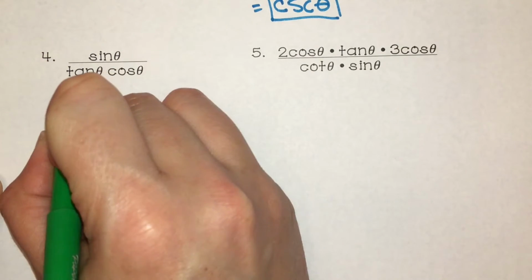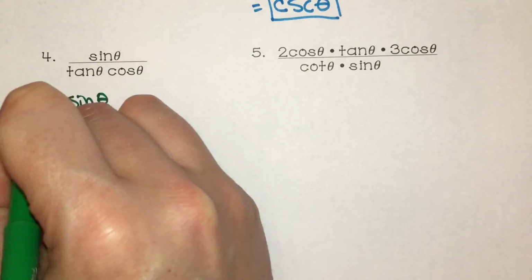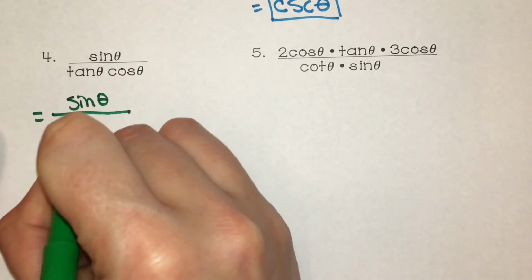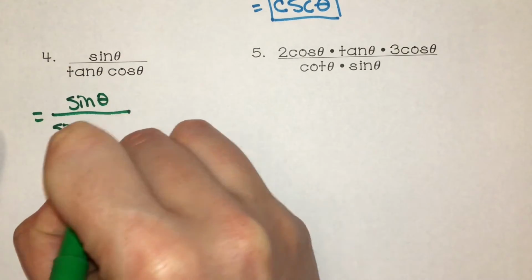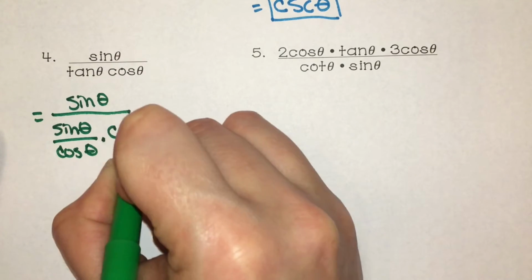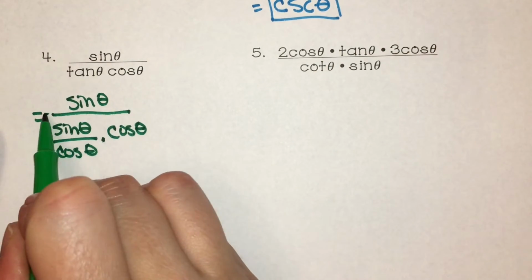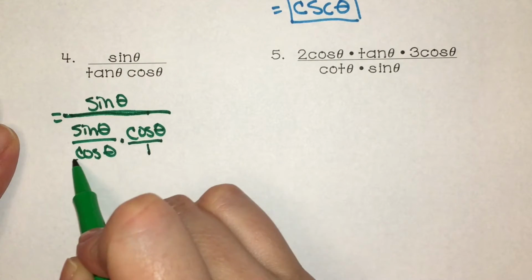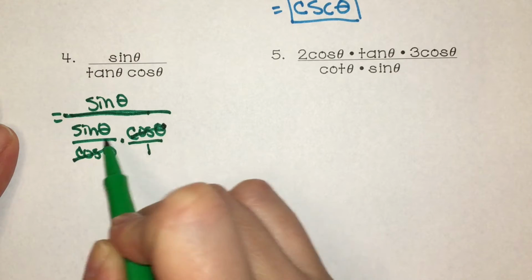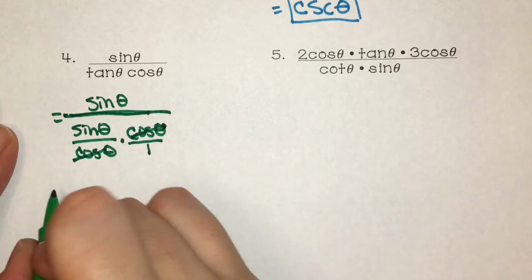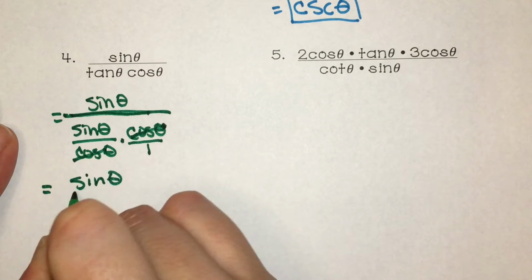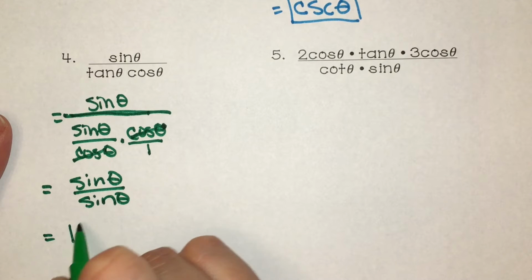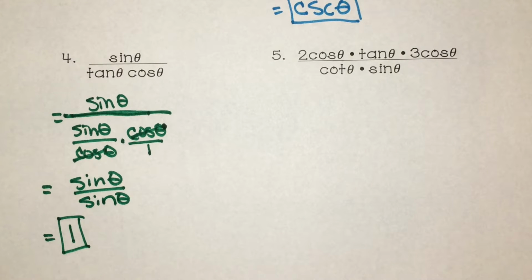All right, here we have sine over, okay, tangent is sine over cosine multiplied by cosine. All right, so I'm just going to simplify what's on bottom first. Remember, this can be over 1. Cosine divided by cosine is 1, and sine theta over 1 is just sine theta. So this is sine over sine. Well, anything when you divide it by itself, it always equals the number 1. So this one reduces to the number 1.